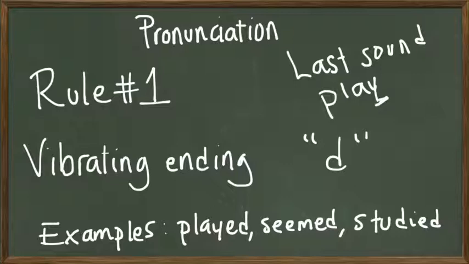Okay, when we have a vibrating ending, the pronunciation in the past will be a D sound, an American D or an English D, better said. Examples: play, played. Seem, seemed. Study, studied. As you notice, all these verbs have a vibrating sound at the end.